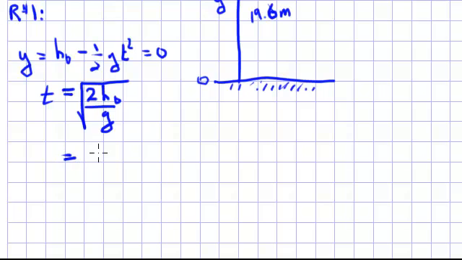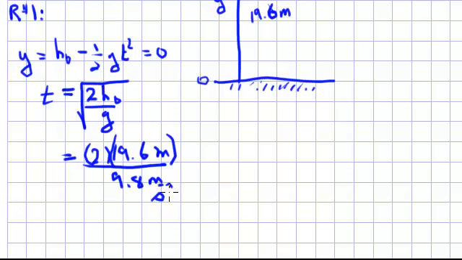which is equal to 2 times 19.6 meters divided by 9.8 meters per second squared. Meters divided by meters per second squared is second squared. Square root of second squared is seconds, as appropriate for the time over here.